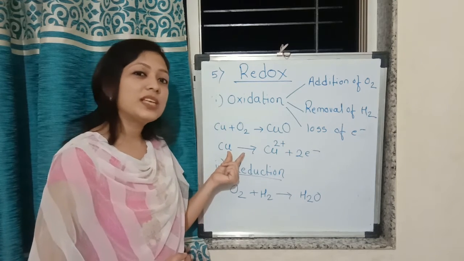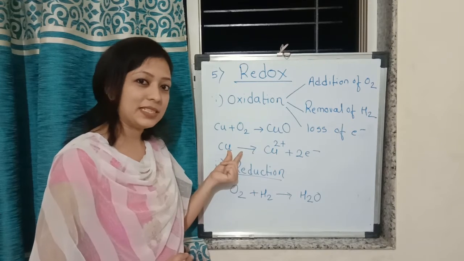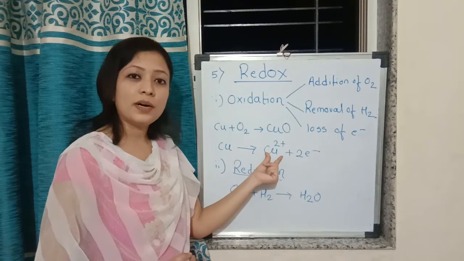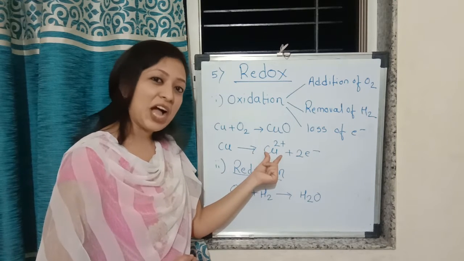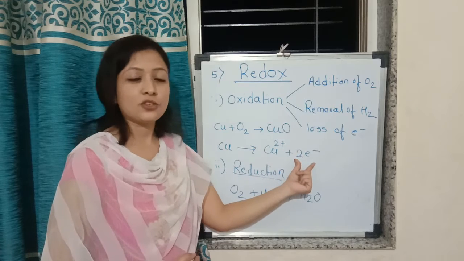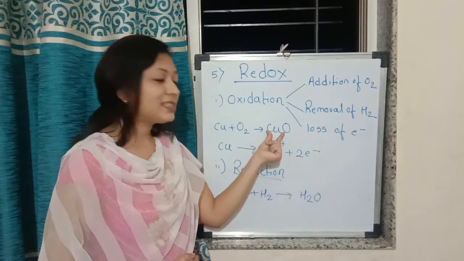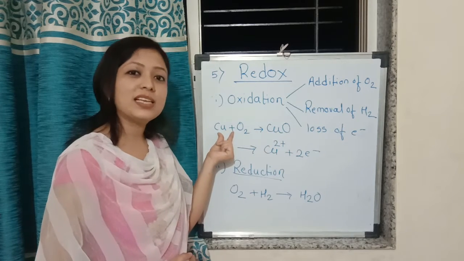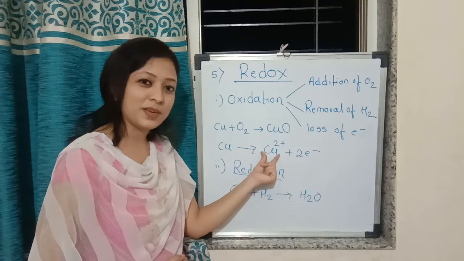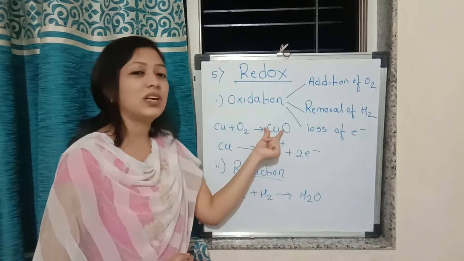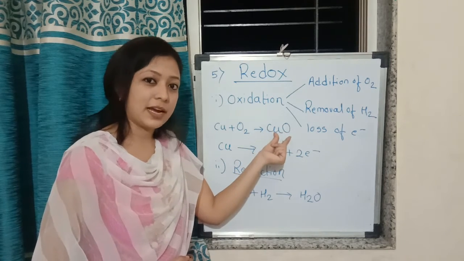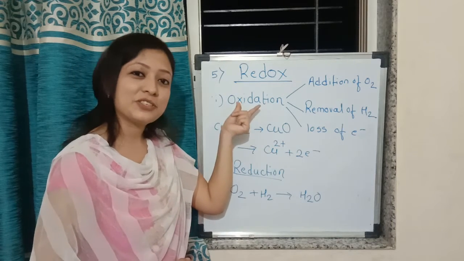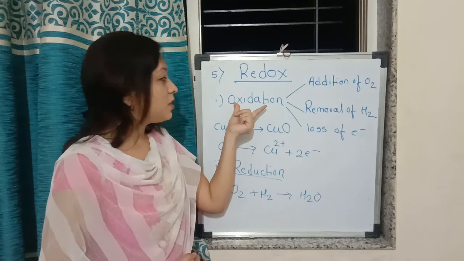In terms of losing and gaining of electrons, what exactly happens? When copper loses electrons, it forms the Cu2+ cation, a divalent cation, and 2 electrons are lost. At the same time, copper oxide is formed. When copper loses its 2 electrons, it forms the Cu2+ ion and reacts with oxygen, so ultimately it forms copper oxide. So when the loss of electrons takes place, the type of reaction is an oxidation reaction.